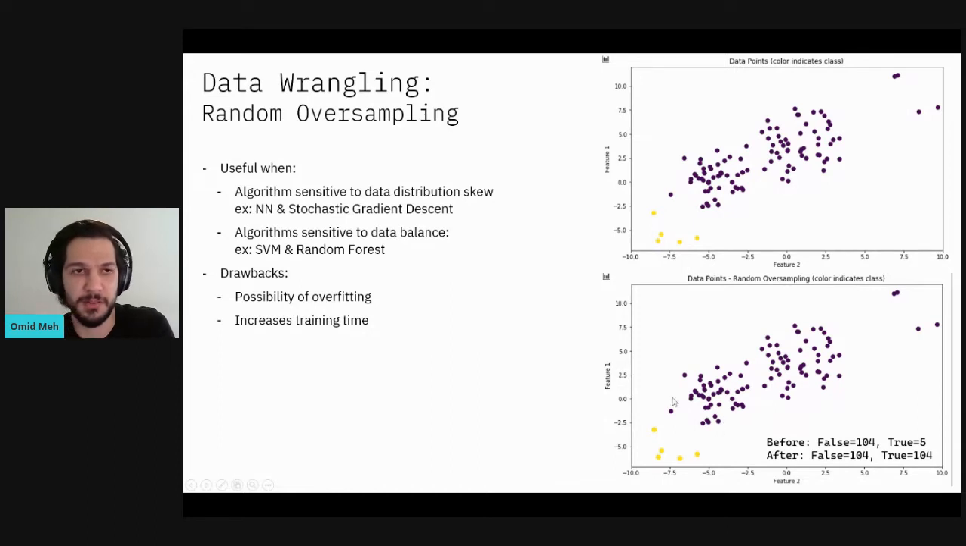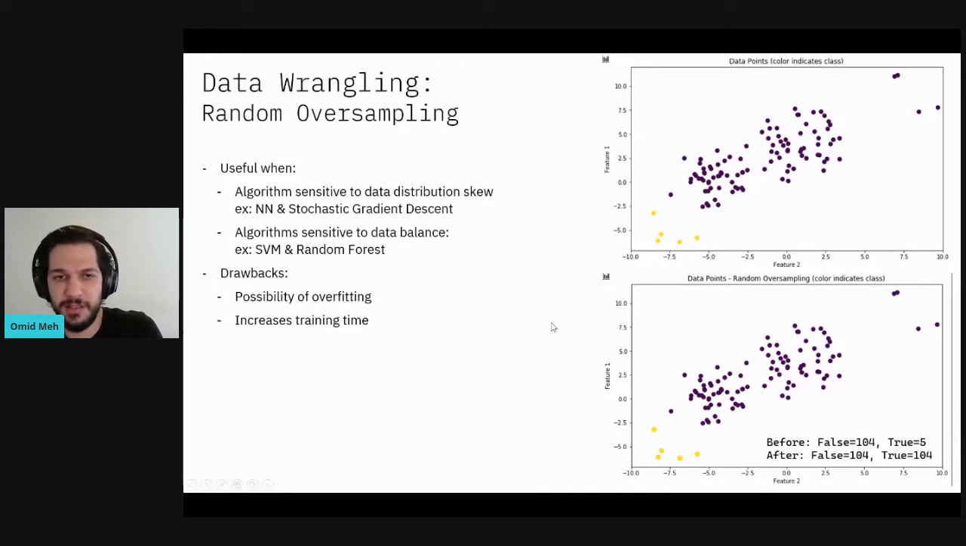And this would help algorithms like neural network or stochastic gradient descent. These are algorithms that are sensitive to the distribution of your data, to the skew in the distribution of data. It's also helpful with algorithms that are sensitive to your data being balanced. So say random forests or support vector machines, they could get confused and they could get biased towards the purple class if we don't do this duplication or oversampling of the yellows. Now, of course, oversampling is one of the most naive ways of dealing with data imbalance, but nonetheless, it's one of them.